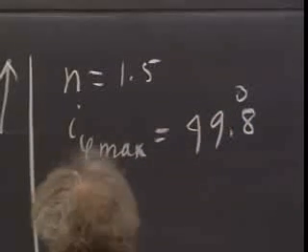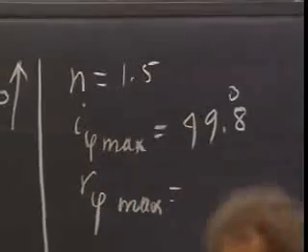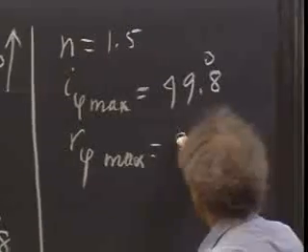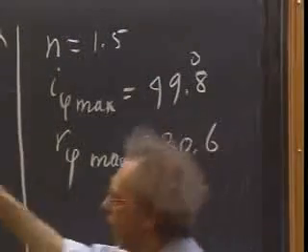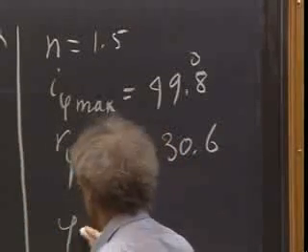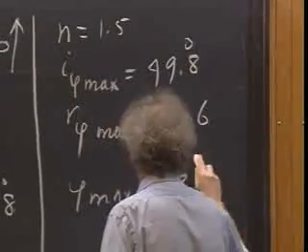That then translates with Snell's law to an angle of refraction of 30.6 degrees. So that's simply a matter of Snell's law. And then phi is 4r minus 2i. And so we now get phi max is about 22.8 degrees.